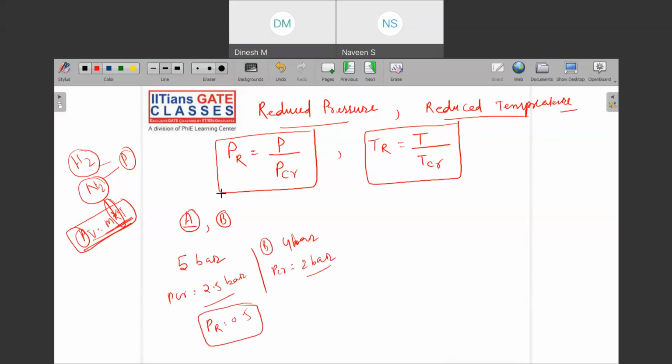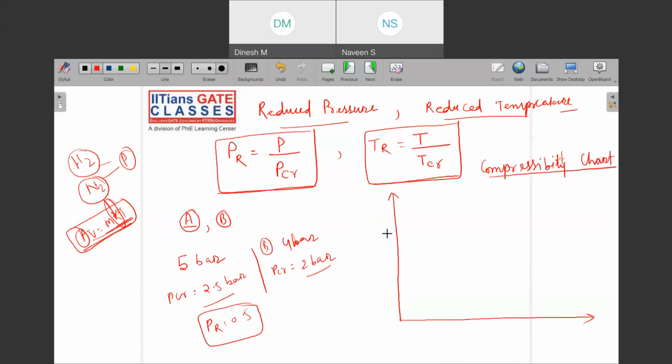So if you are able to find out P reduced and T reduced, then you can say that the gases would behave the same at these reduced pressure and temperature. Based on this, we have one thing called the compressibility chart. Compressibility factor we have seen. So now we will draw the compressibility chart. So what is this compressibility chart?